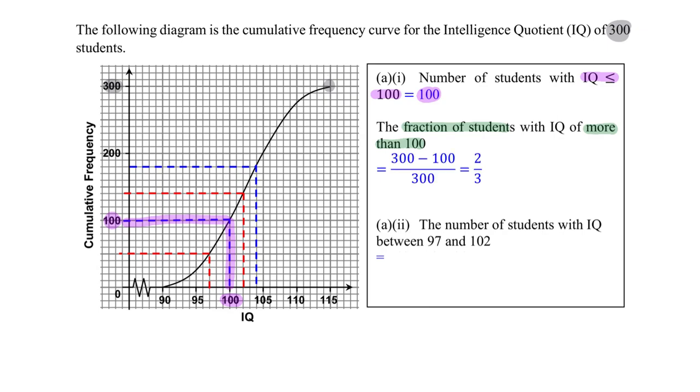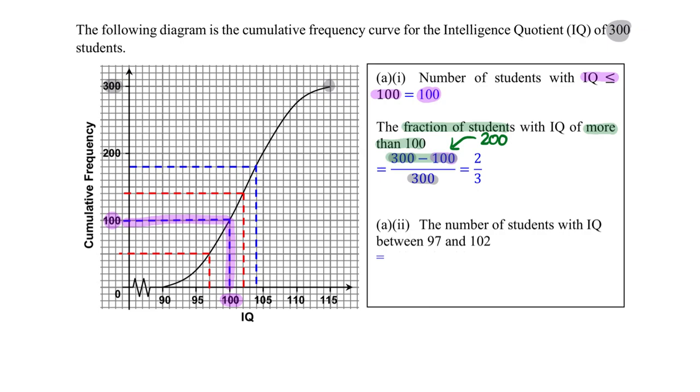Okay? So 300 minus 100, this will be the number of students whose IQ is more than 100. So I repeat, this one, which is 200, are students with IQ more than 100. Then I divide by the total number. That will give me the fraction, 2 over 3.